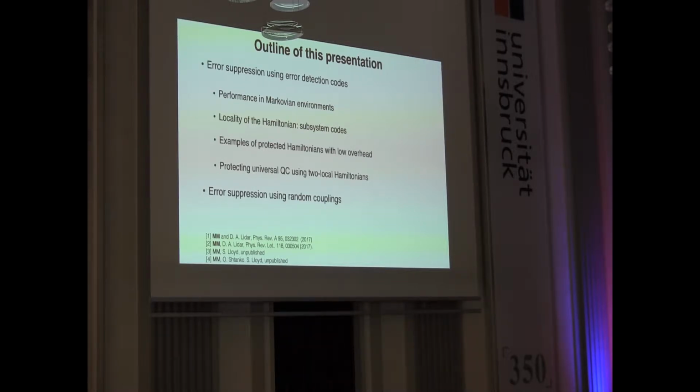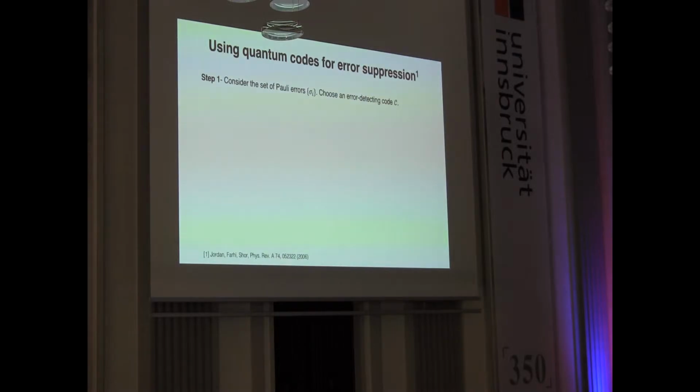And at the end, I talk about some recent results showing that we can have universal quantum computation, both protecting and implementing those using only two-body interactions. If I have enough time, I will also talk about using this technique to suppress errors using other types of error suppression, such as random couplings. So let me start.